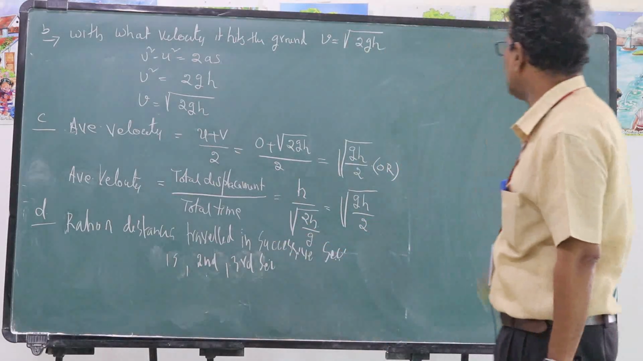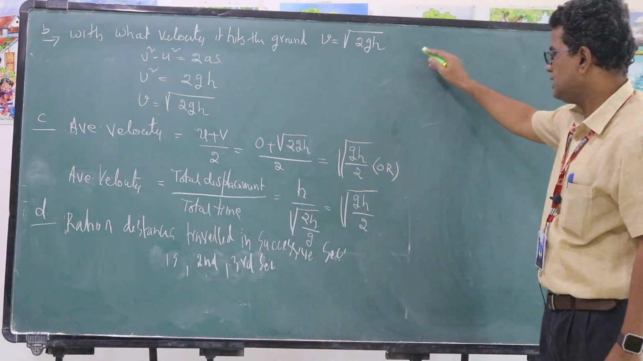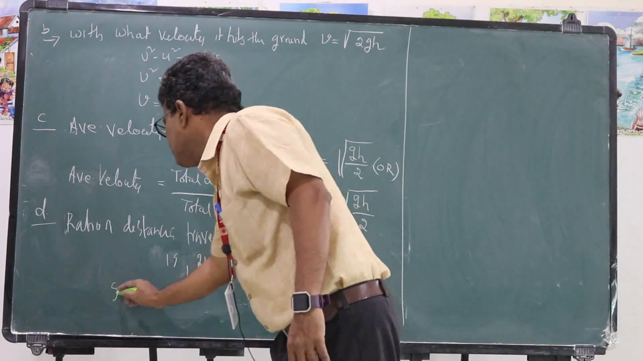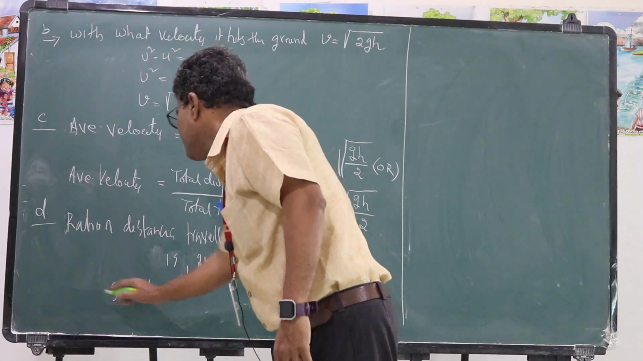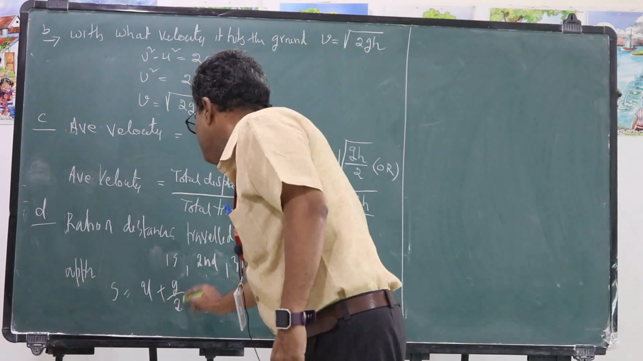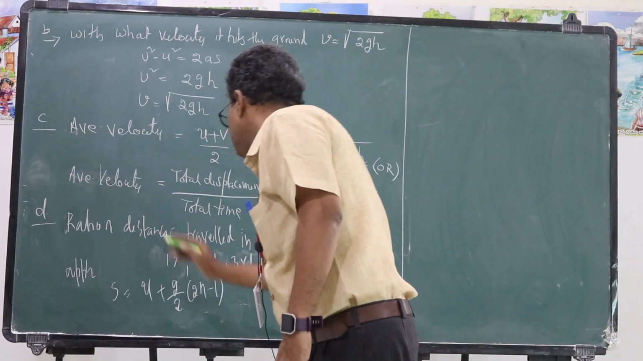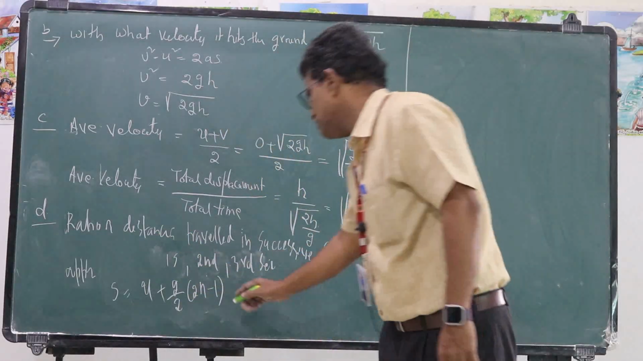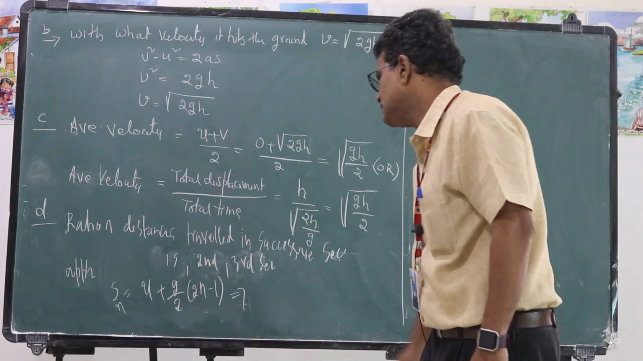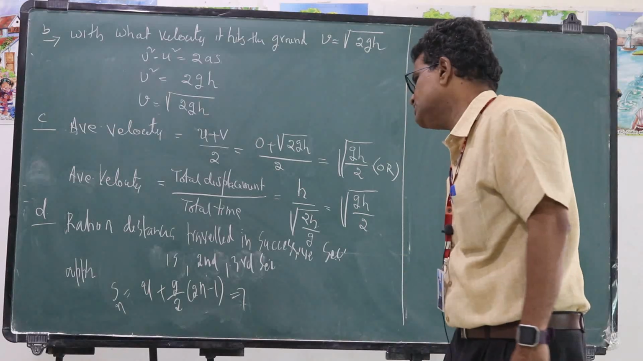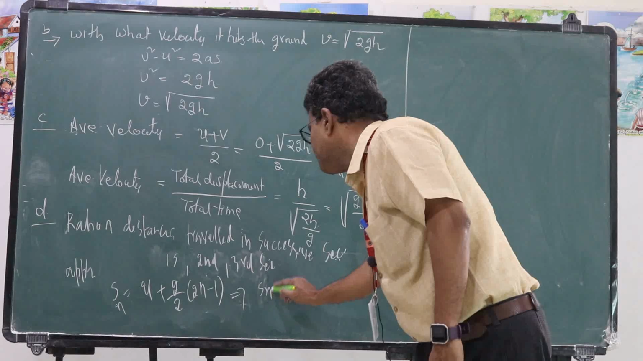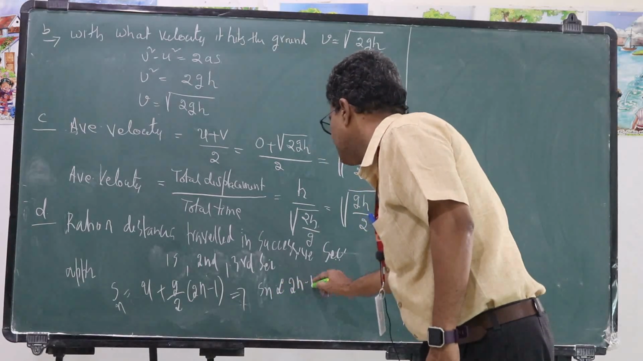So for this question you apply S is equal to u plus g by 2 into 2n minus 1. You apply this fourth equation. So what will you get? Sn, in successive seconds, that is first, second, third and so on. With u equal to 0, you will get Sn proportional to 2n minus 1.